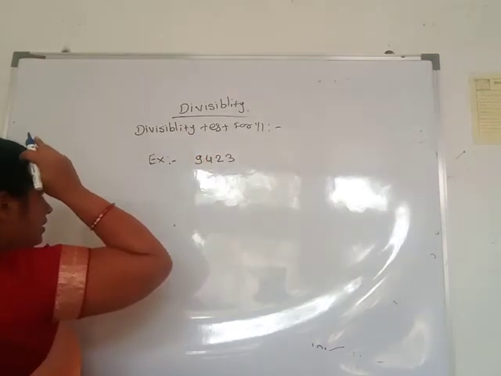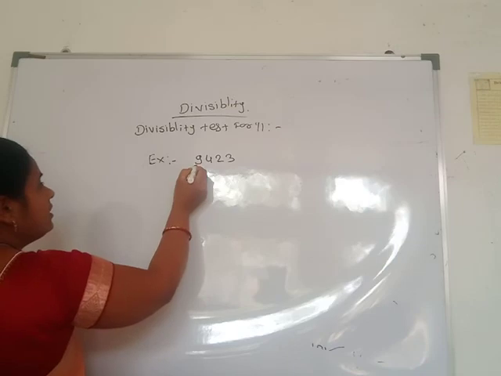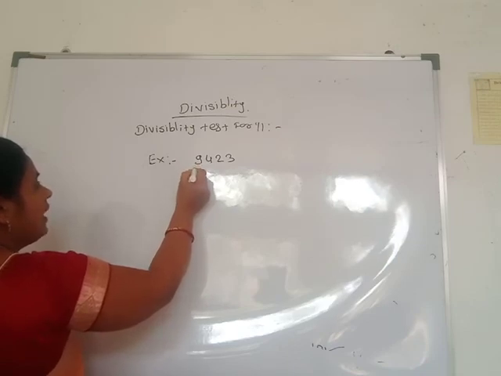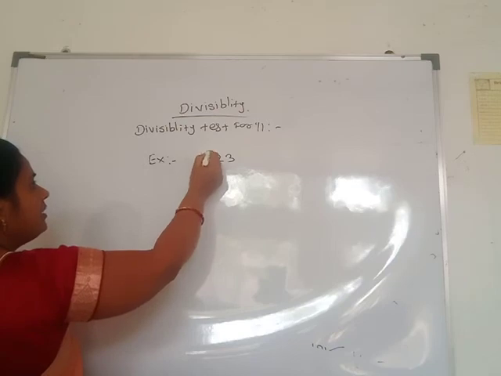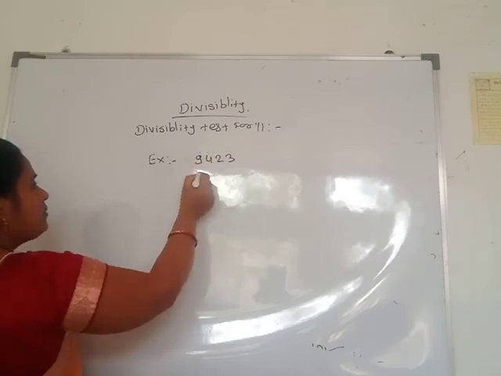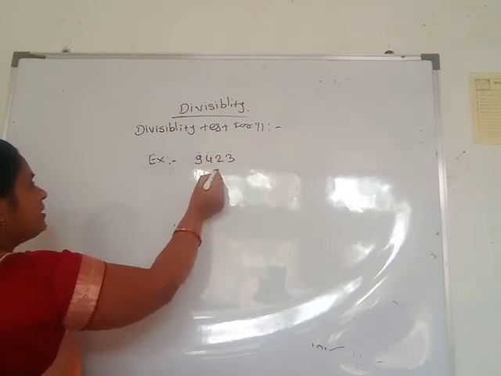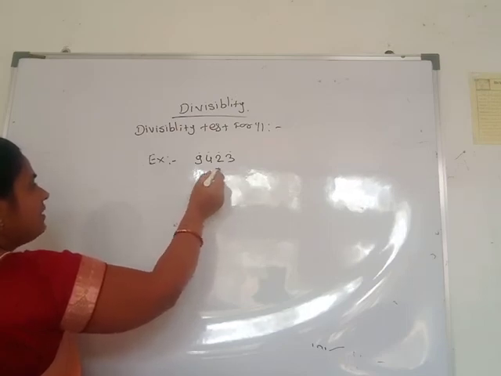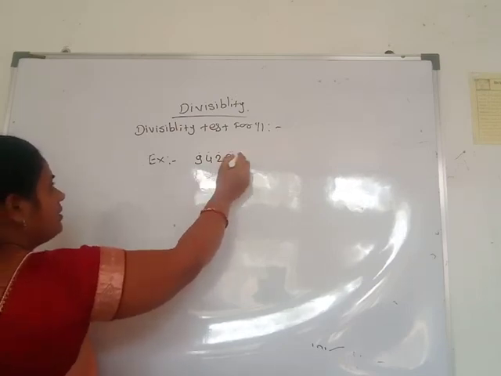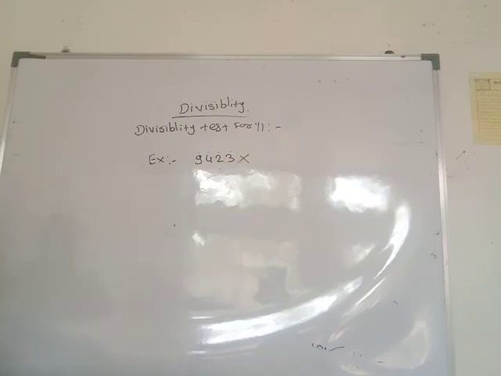See here. Take the even and odd places respectively. Suppose 9 plus 2, 11, minus 4 plus 3, 7. 11 minus 7, 4. Is this number divisible by 11? No. This number is not divisible by 11. Then again, one example, you see.